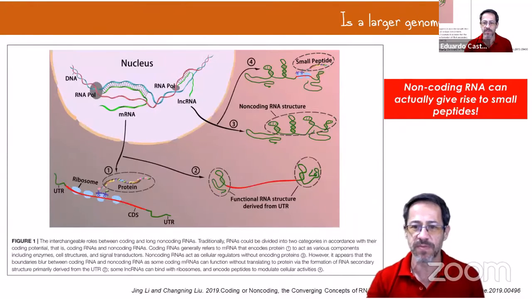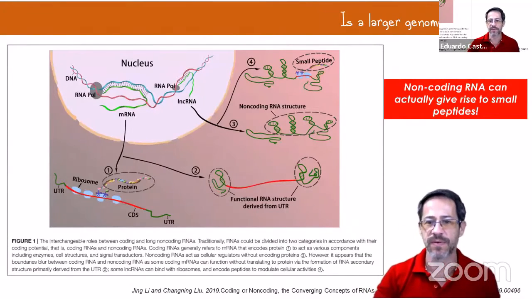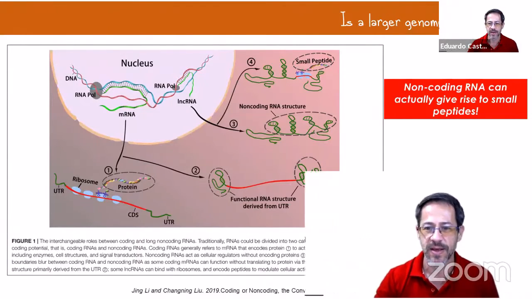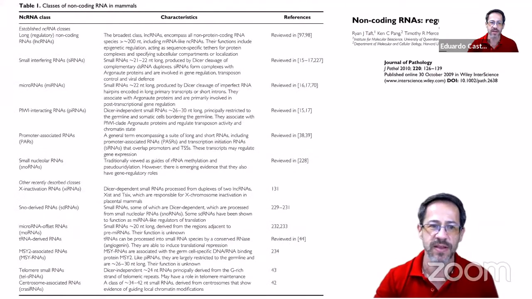What's the function of those peptides? We still don't know clearly, but there are some peptides that are produced from these non-coding RNAs. And this is just an example of all the different types of non-coding RNAs. So we have the small interfering RNAs, microRNAs. The ones that we were talking about are the long non-coding RNAs. And there are many, many different types of RNAs that have different functions in the cell.